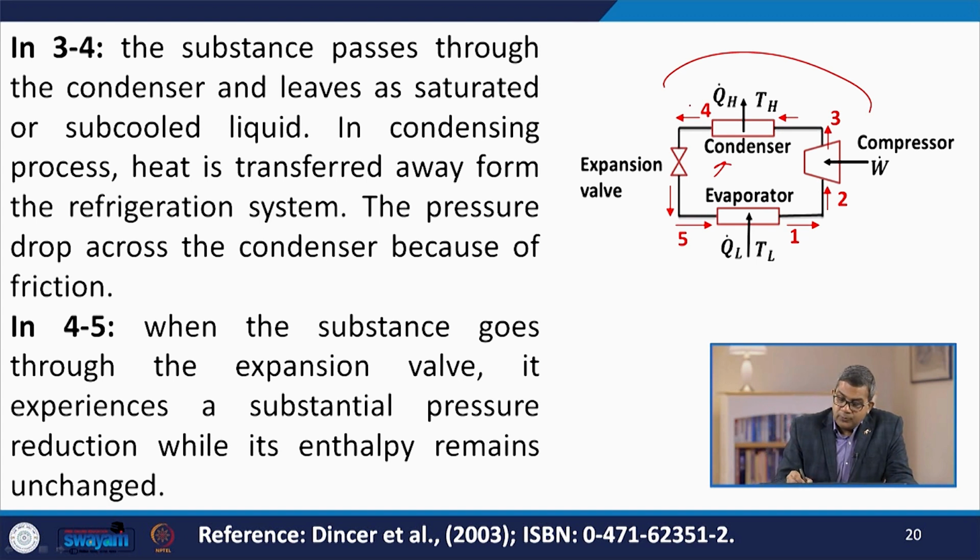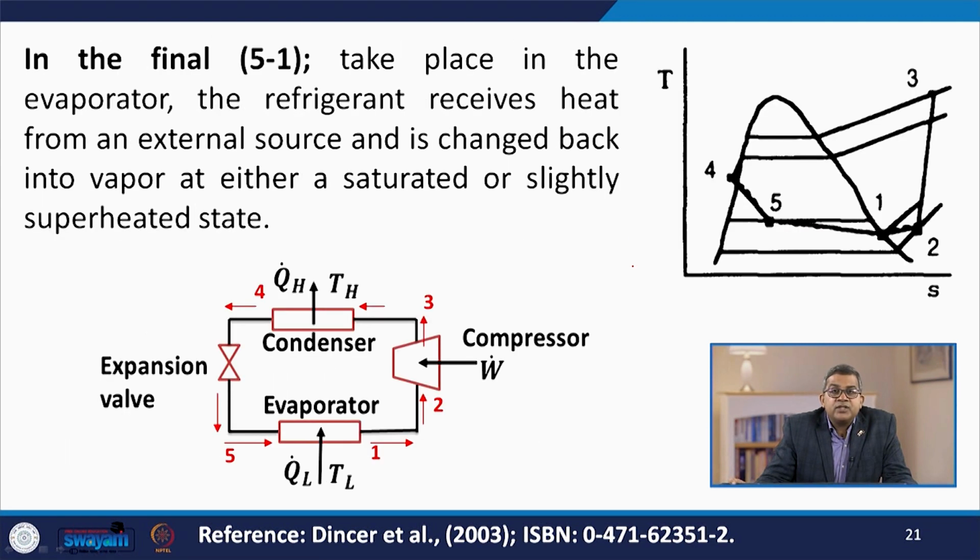If we go from station 4 to station 5, the substance goes through the expansion valve and experiences a substantial pressure reduction while its enthalpy remains unchanged. The final process, from station 5 to station 1, takes place in the evaporator, where the refrigerant receives heat from an external source and is changed back into vapor at either a saturated or slightly superheated state. So this is reflected in the T-S diagram.